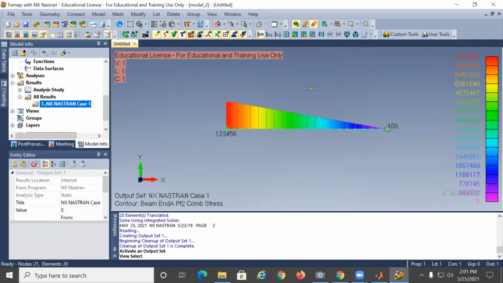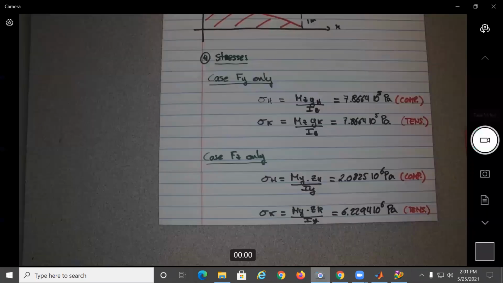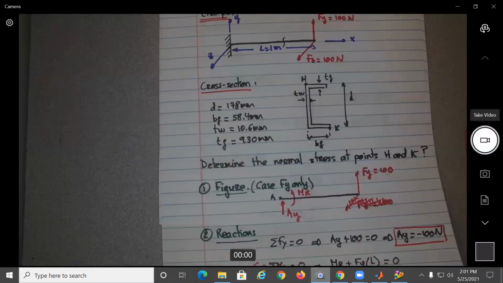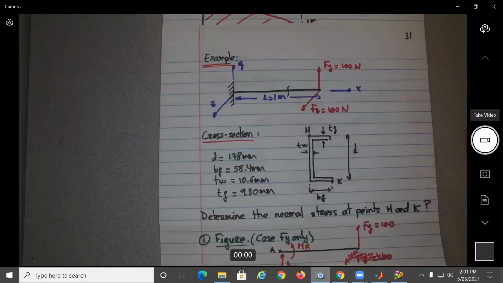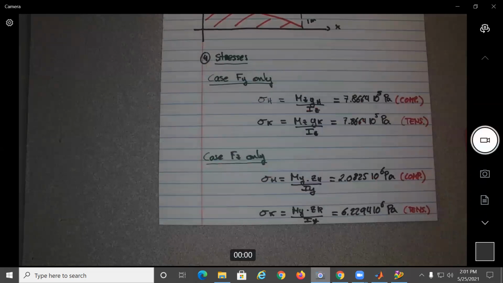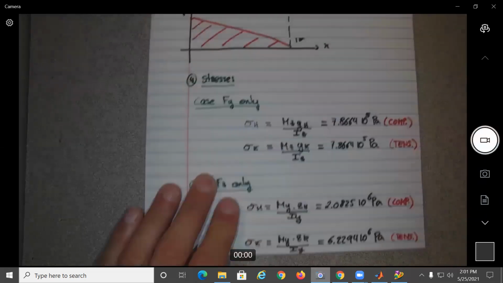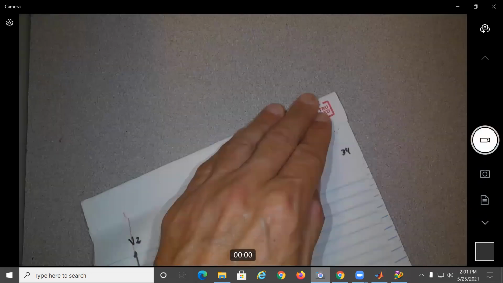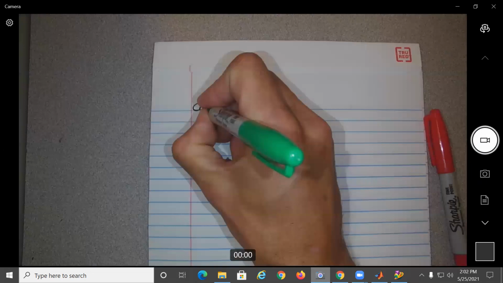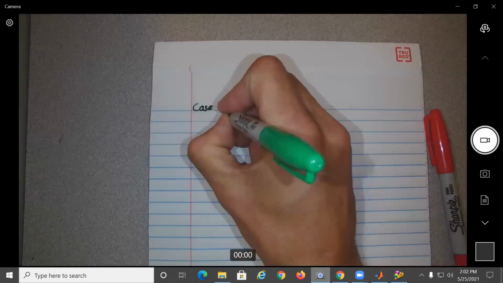All right. So obviously the problem we are solving is not one at a time. It is both at the same time. So if we need to do that by hand, what will you do? The only thing you need to do now is combine both of them. So let's say case Fy plus Fz.